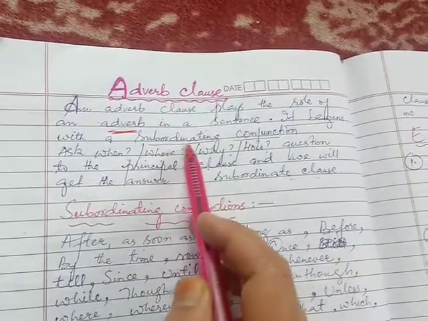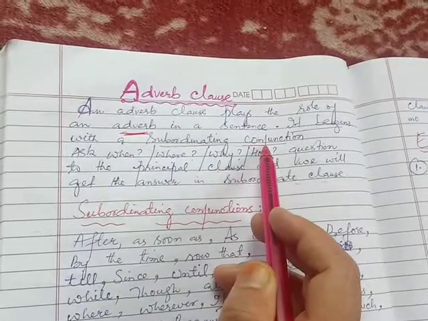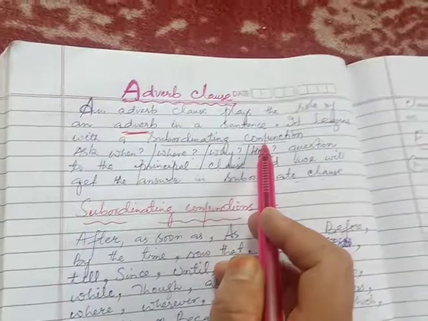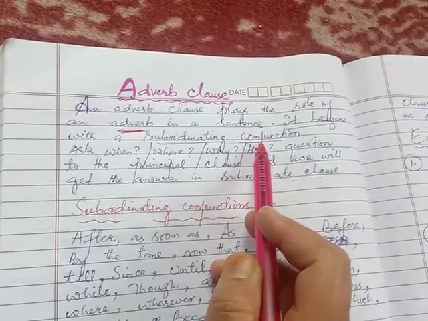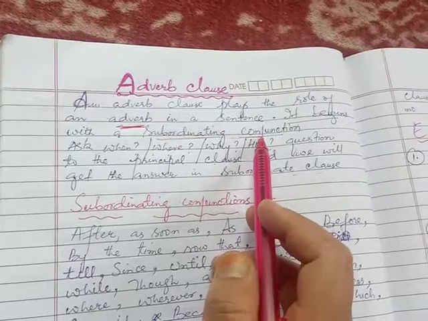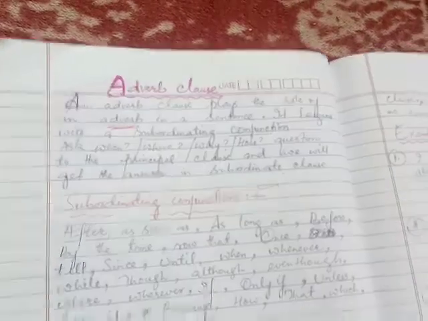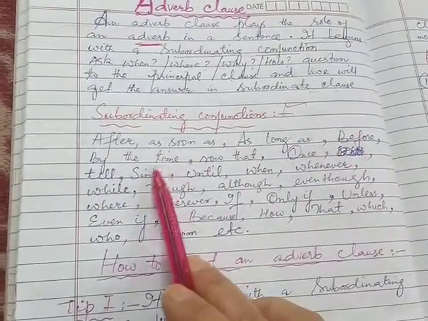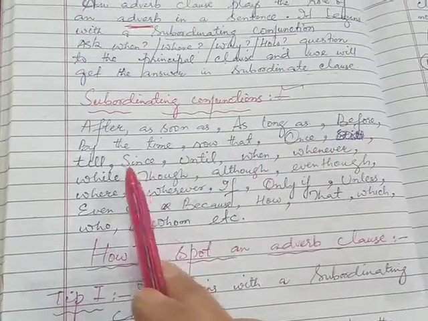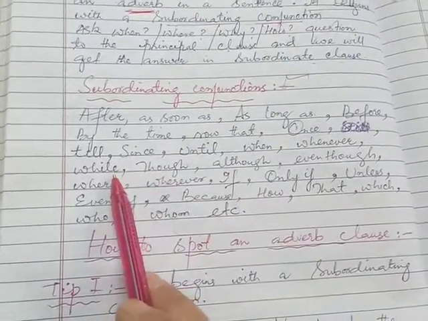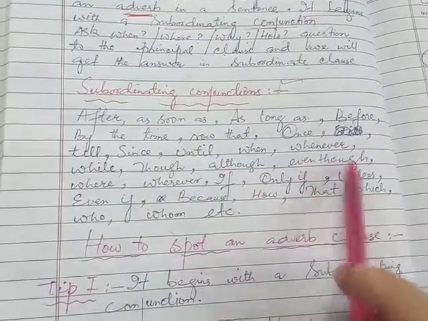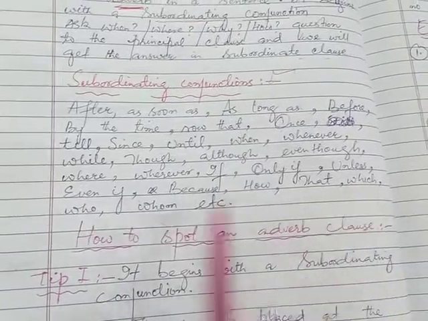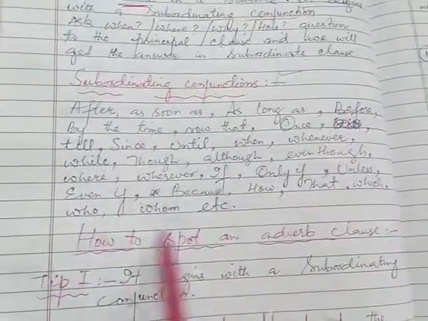My dear students, I told you that an adverb clause always begins with a subordinating conjunction, and that a subordinating conjunction joins or links a dependent clause to an independent clause. Here I will give you some examples of subordinating conjunctions. You have to remember these. Subordinating conjunctions: after, as soon as, as long as, before, by the time, now that, once, till, since, until, when, whenever, while, though, although, even though, where, wherever, if, only if, unless, even if, because, how, that, which, who, whom, etc. These are all subordinating conjunctions.